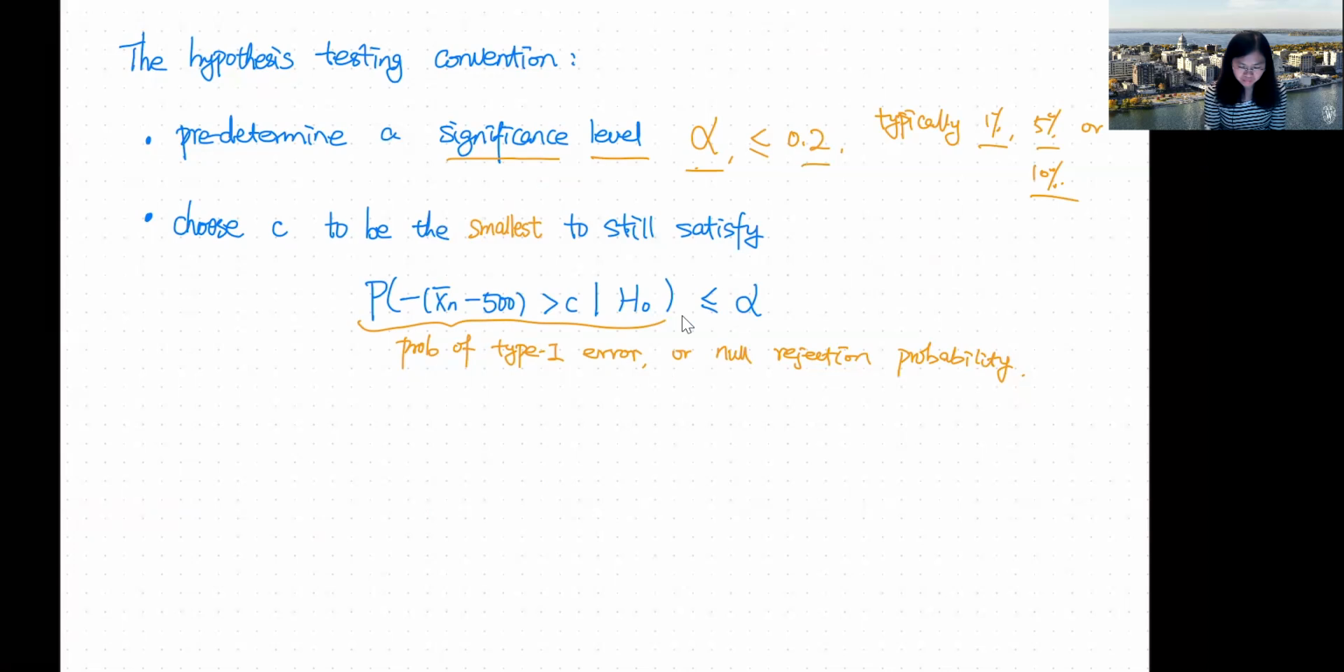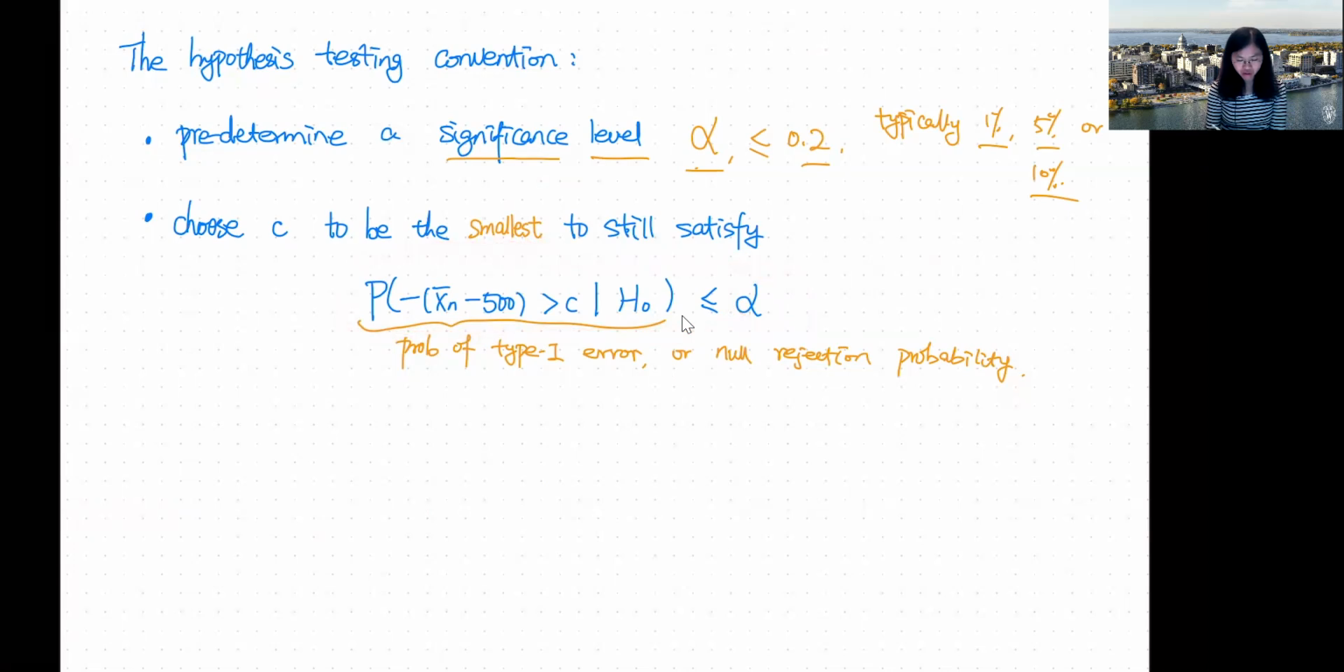And you want the threshold to be the smallest that makes sure that the false rejection probability is below that small number alpha. Why the smallest? Because bigger C will increase the probability of type 2 error. So you want to control the probability of type 1 error at a level below or equal to alpha, at the same time not to make the probability of type 2 error too big. So that logic determines that C should be selected to be the smallest number that still satisfies this inequality.